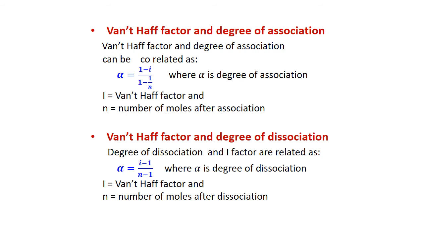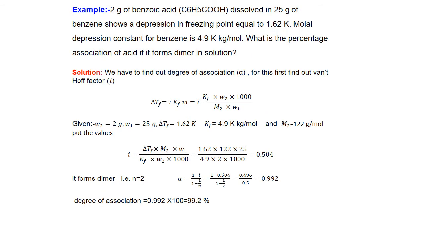Van't Hoff factor and degree of dissociation. That can be related as alpha is equal to (i minus 1) divided by (n minus 1), where i is the Van't Hoff factor, n is the number of moles after dissociation, and alpha is the degree of dissociation. And we can find out the degree of dissociation and degree of association using these terms. An example we can find out.